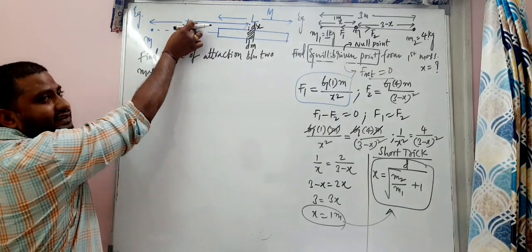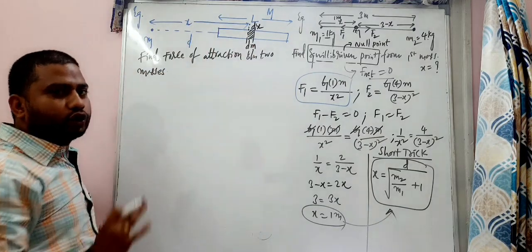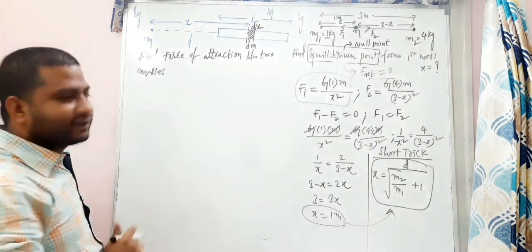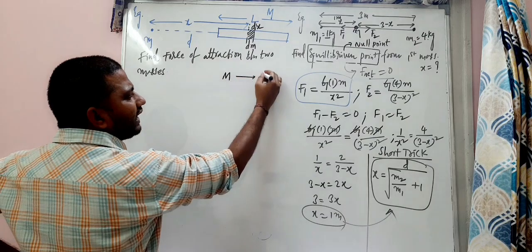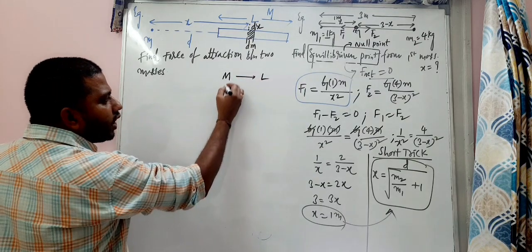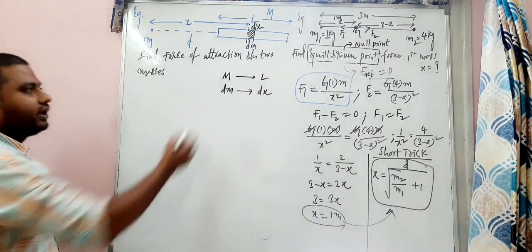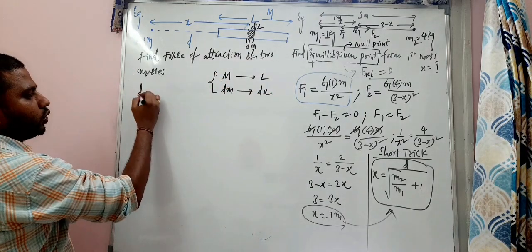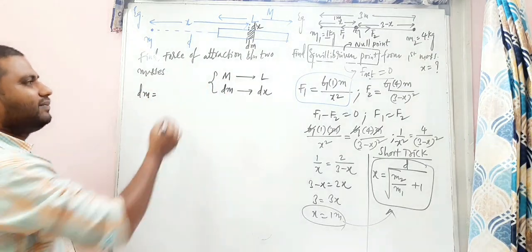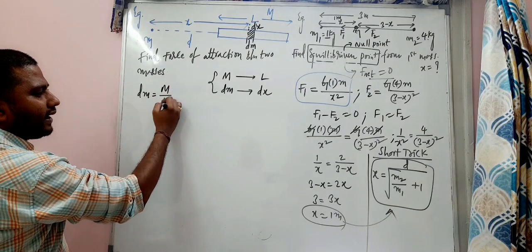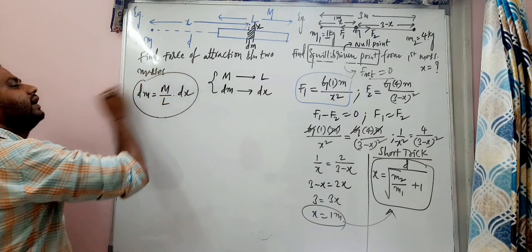At a distance x from the first mass, there is a small mass dm at an elemental length dx. For the total mass M the length is L, and for the small mass dm the length is dx. From here, cross multiplying, dm equals capital M by L into dx. You should keep this here.